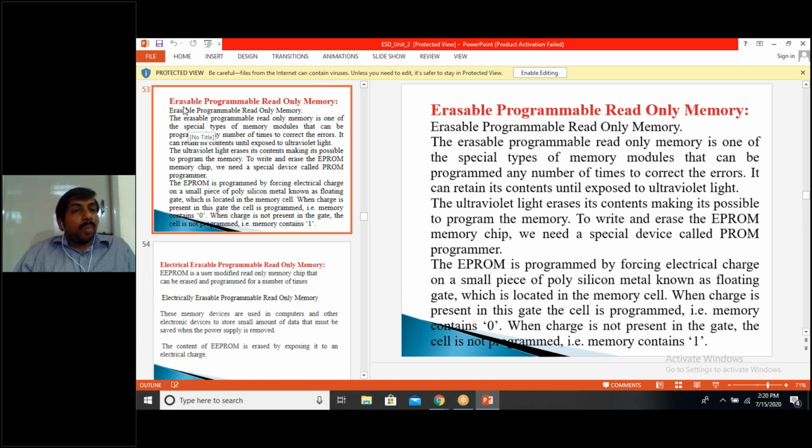After PROM, programmable ROM, we have EPROM, erasable programmable ROM. Here it is not electrical, it is done by UV light, ultraviolet light. So the write and read operations can be performed on this EPROM. The ultraviolet light will erase its contents, making it possible to program the memory again.